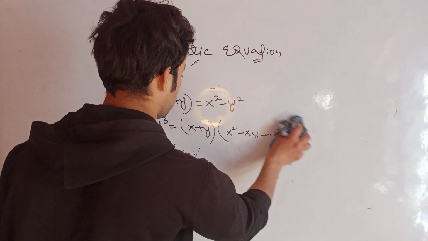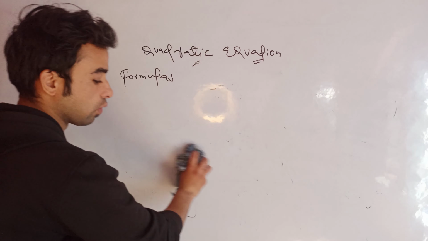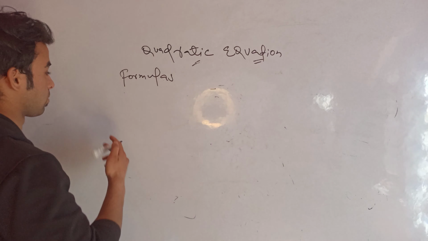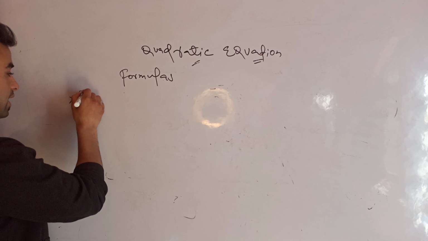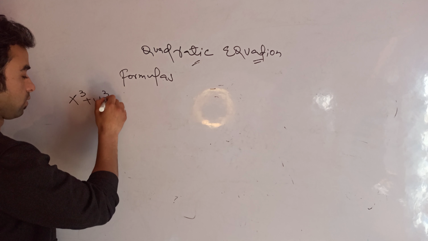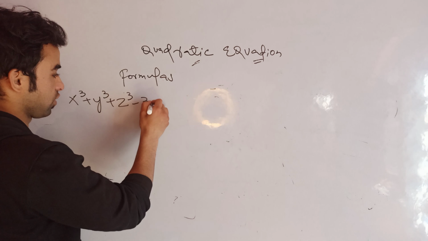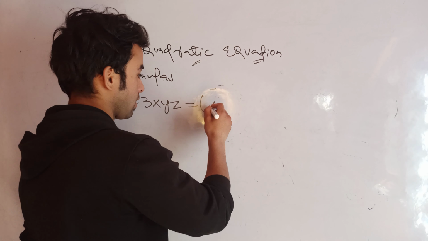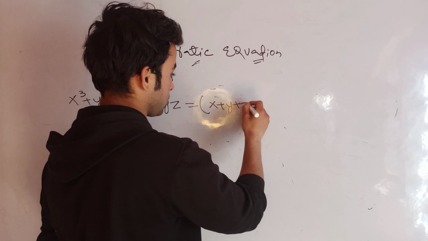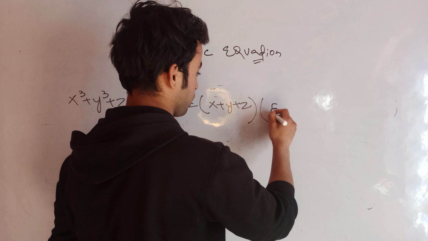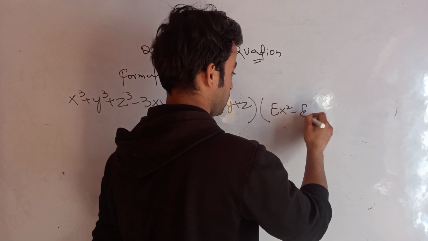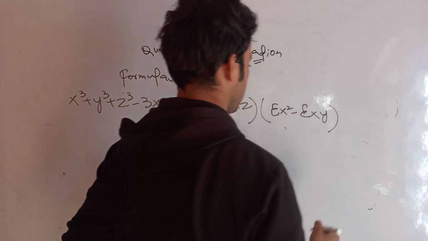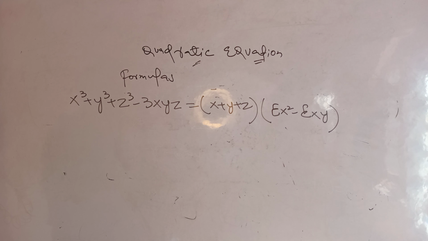and along with them is one more that is really important in my opinion, that is this one, the bigger one. I'm talking about this whole x cubed plus y cubed plus z cubed minus 3xyz, which is mathematically equal to (x plus y plus z) multiplied by (sigma x squared minus sigma xy). Now this formula is pretty important.